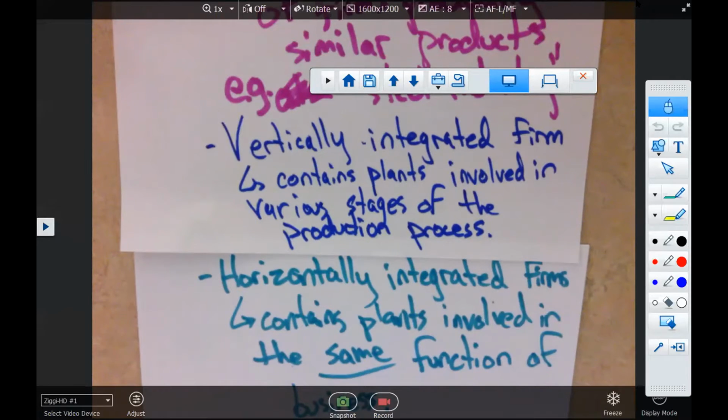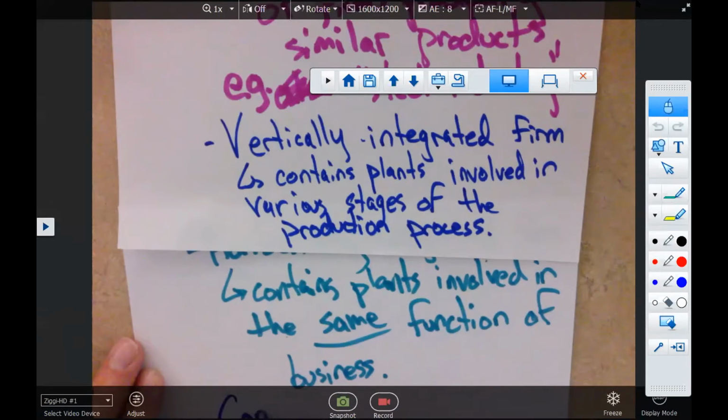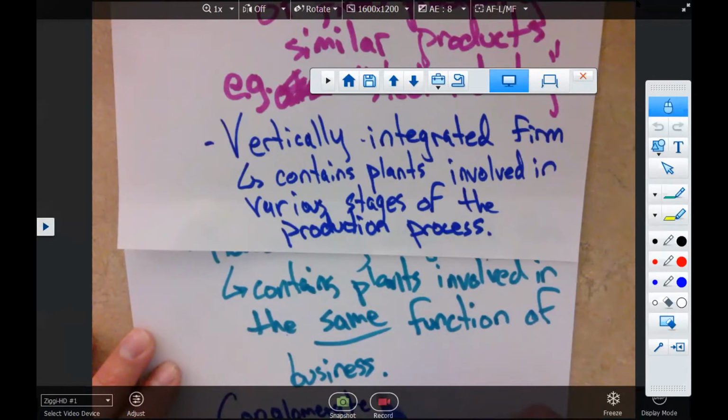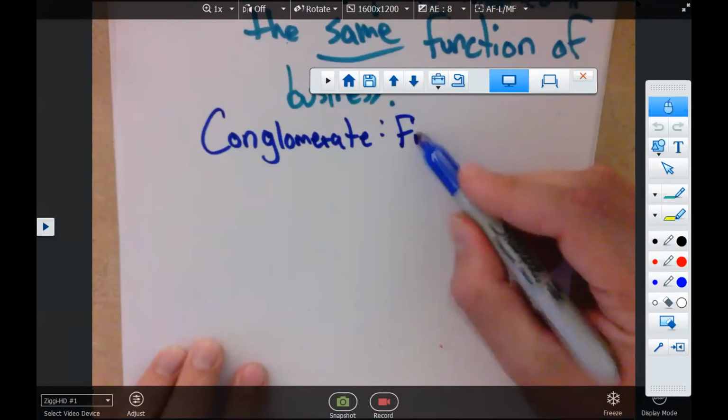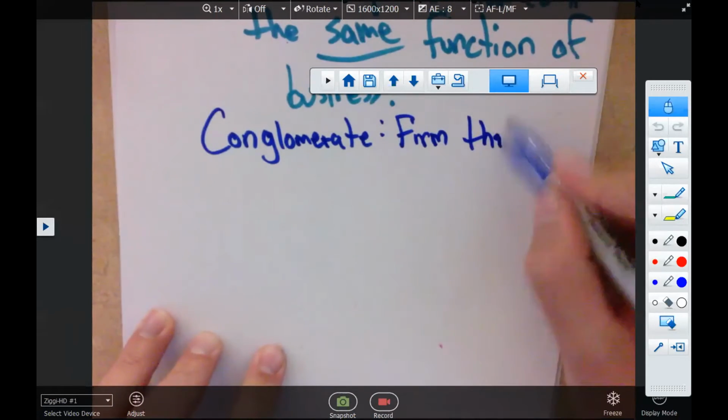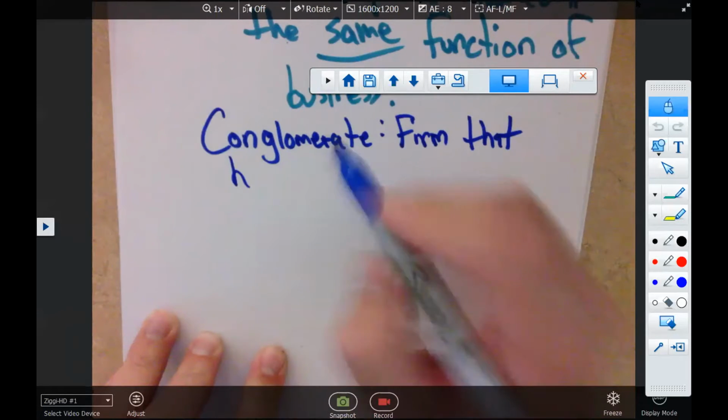Anyways, questions on these types of firms? Okay. Last one is a conglomerate. And that's a firm that has plants producing in several industries.